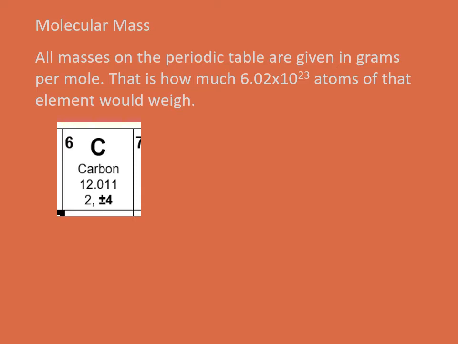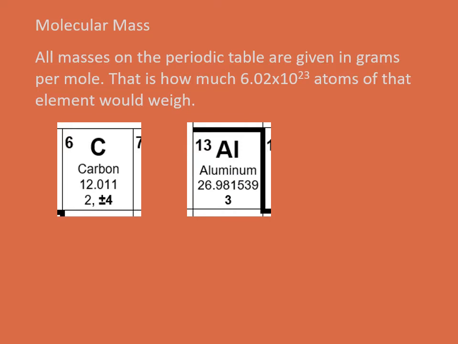Now, why not 12 exactly? That's because in nature, 98.9% of the carbon weighs 12 atomic mass units, and 1.1% weighs 13 atomic mass units because its nucleus has one more neutron in it than carbon-12. And there is also carbon-14 that could be found, but it is very rare in nature. The mass of 12.011 then works out to be the average mass of a carbon atom in atomic mass units.